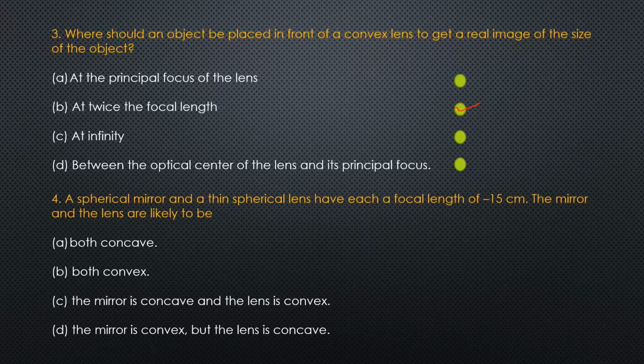Next is, a spherical mirror and a thin spherical lens have each of focal length minus 15 cm. The mirror and the lens are likely to be both concave, both convex, the mirror is concave and the lens is convex, mirror is convex but the lens is concave. So we know that the negative focal length is of a concave mirror and a concave lens. So the correct option is both should be concave.